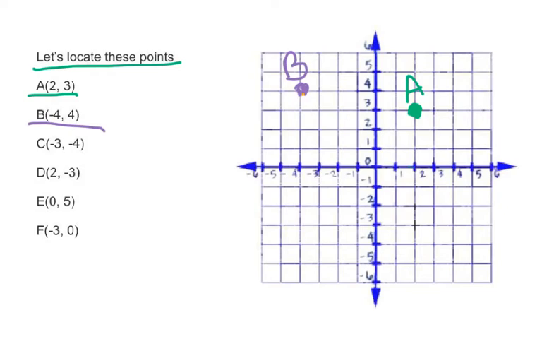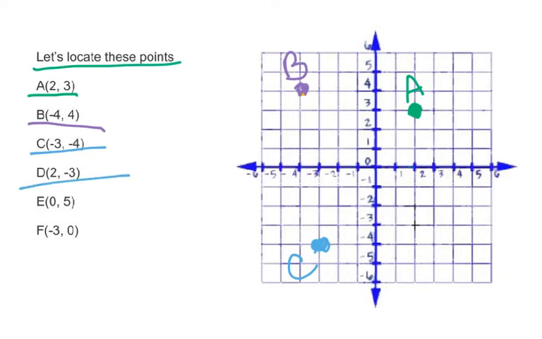Point C, (-3, -4). So we're going to start at the origin, and go negative on the x-axis, the horizontal number line, -3, and then we'd end up going down 4, and that's where point C would be located. So point C is located right there. Again, I went to -3 on the x and then down 4 to find the location of that.